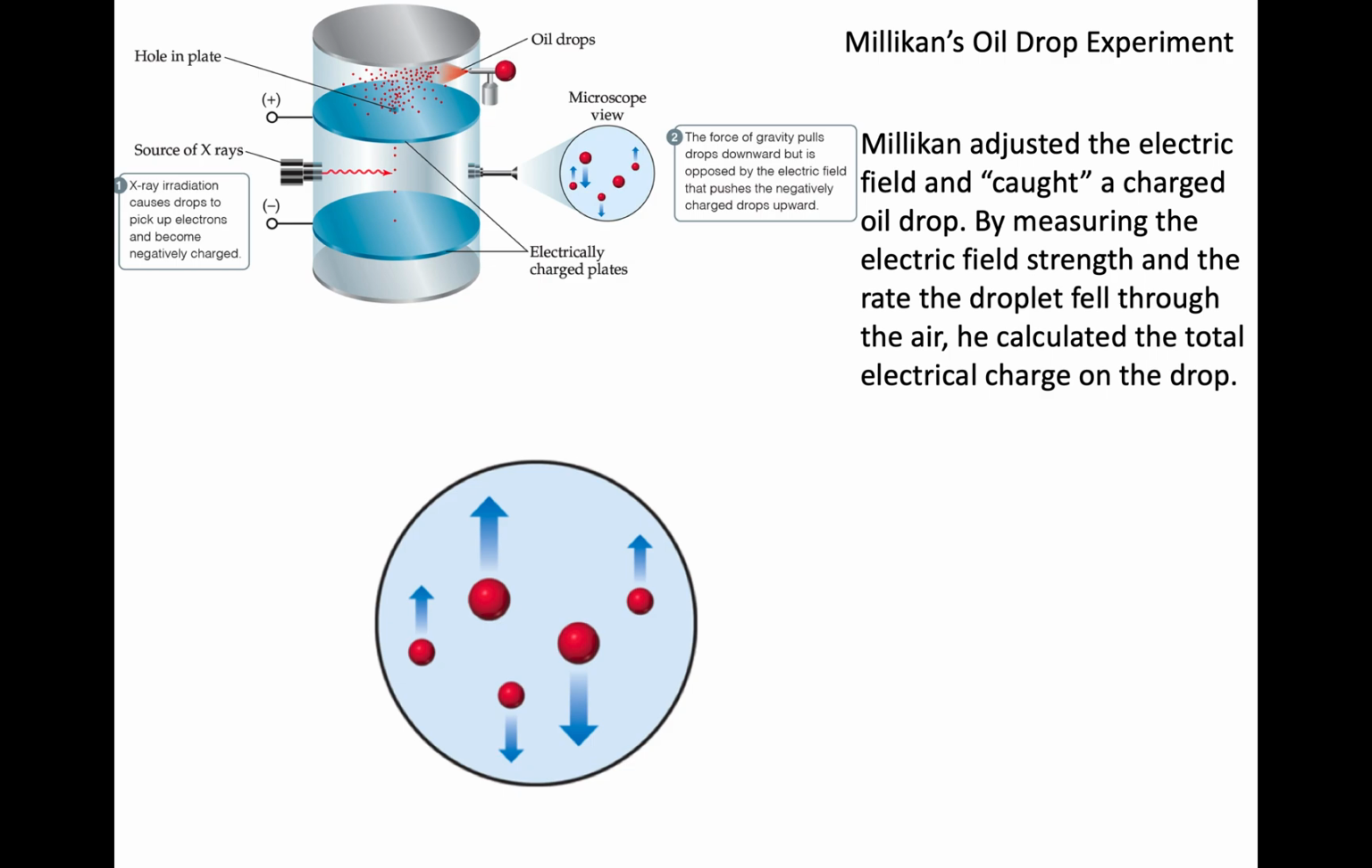Millikan adjusted the electric field and he would catch a charged oil drop. And by measuring the electric field strength and the rate at which it fell, he calculated the total electric charge on the drop.